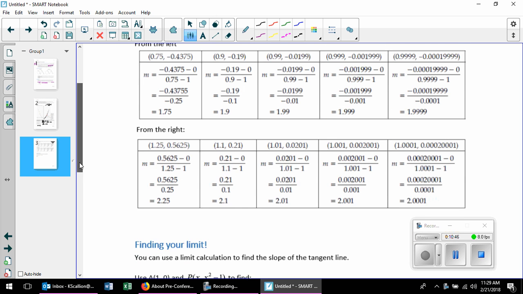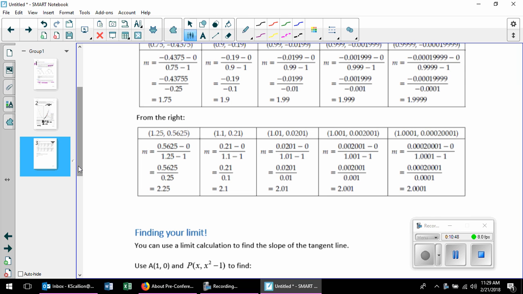So moving right along, you can start seeing as we're approaching 1.75, 1.9, 1.99, where are we approaching? We're going to 2. And on this side, we're going to 2. So our estimation from the other page was correct. That seems like a lot of work though, right? Table of values.